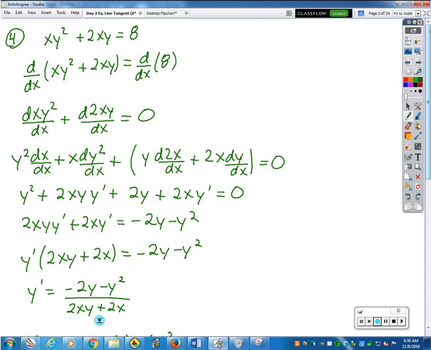Look up. When I started class, I said losing track of the big picture is really the biggest mistake people make. So let's talk about the big picture for just a second. When we started the class, I told you that you would deal all year long with functions, relationships between x and y. So here's an equation that relates x and y.